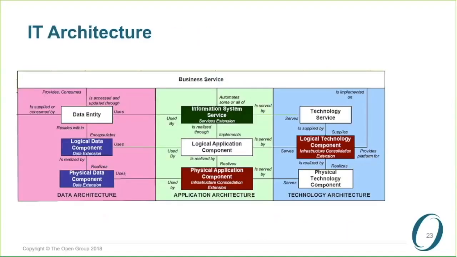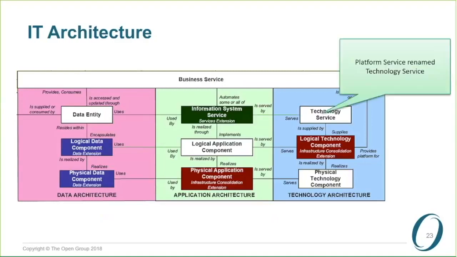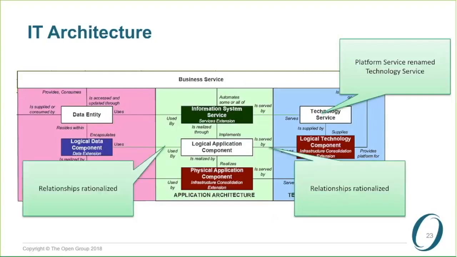Finally, down in the world of IT architecture, we've done some rationalization. First of all, we've changed platform service to technology service. Not a major change, but it reflects the fact that the technology architecture is a lot more than just the provision of APIs. So it's renamed technology service. More significantly, we've rationalized the relationships. So now there are relationships at the top conceptual level, at the logical level, and the physical level.